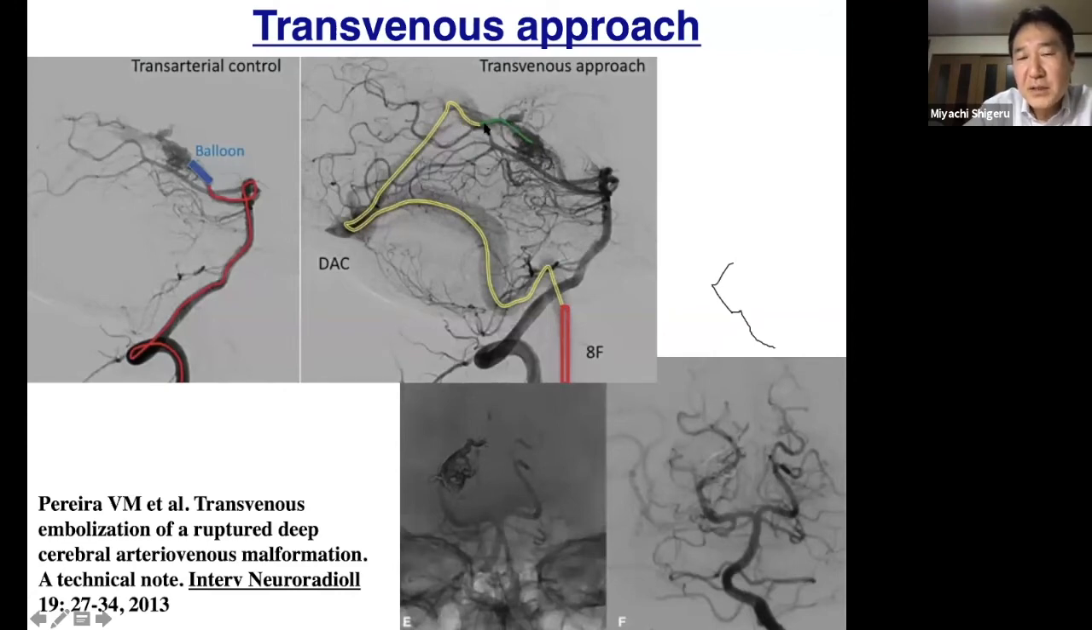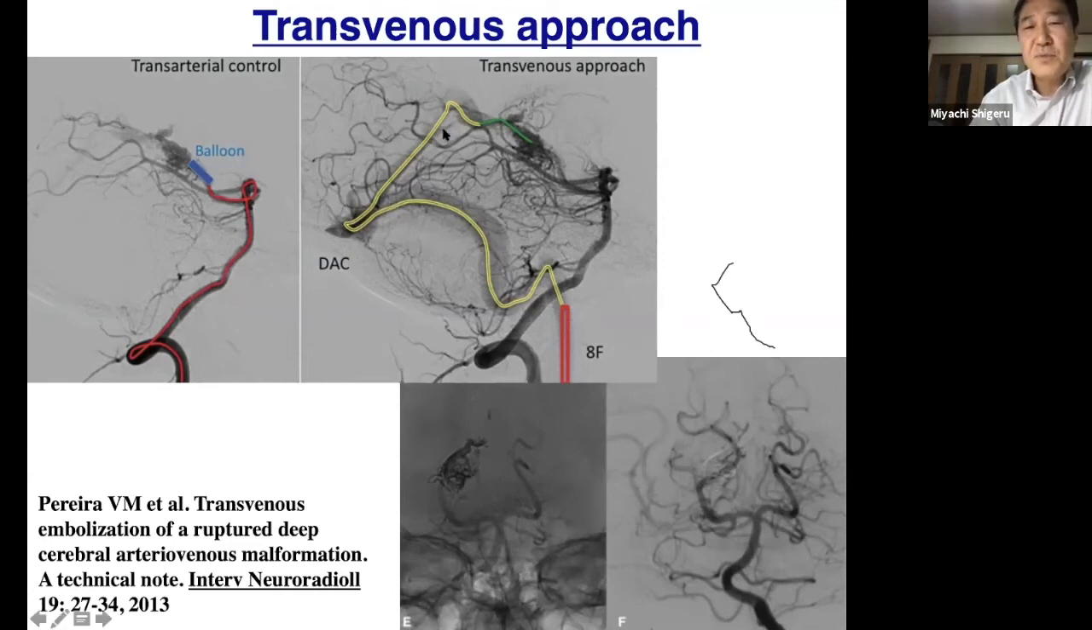Only a single drainage route has a high potential and a high percentage of nidus embolization. So you see that this is a final cast of the nidus and complete reocclusion. So we successfully controlled the arterial flow, and transvenous embolization successfully penetrated the nidus, so a very nice embolization technique.